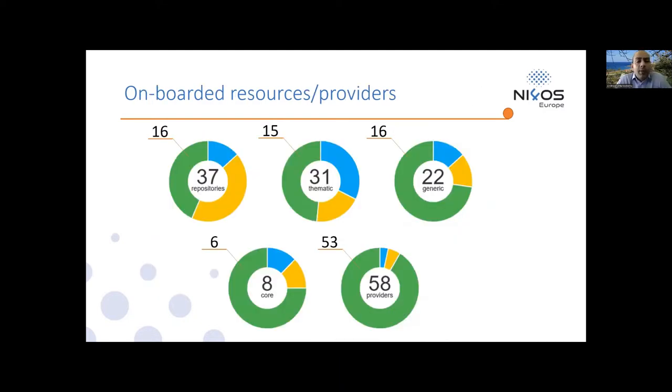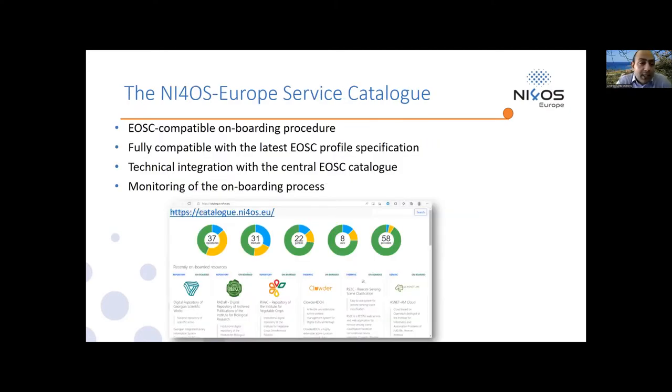So in total, we have 37 repositories, 31 thematic services, 22 generic, 8 core services, and 58 providers onboarded in NIFOS Europe. Onboarded means registered. And we have 16 repositories which have been fully onboarded on NIFOS, 15 thematic, 16 generic, 86 core services, and 53 providers onboarded on NIFOS and the European Open Science Cloud.